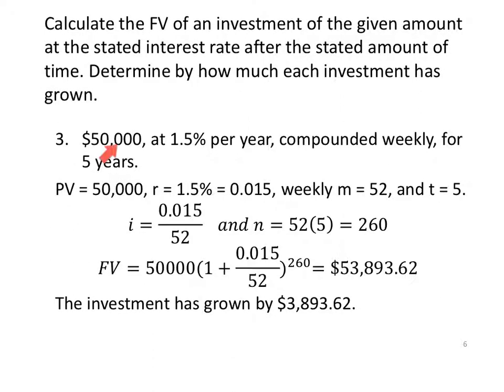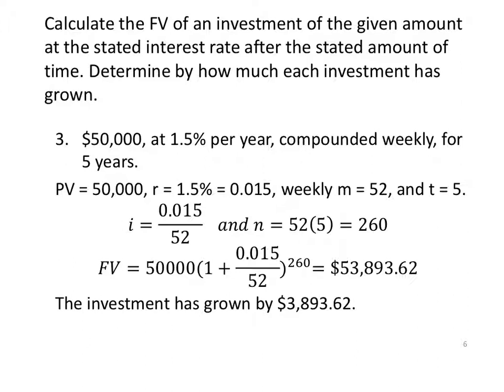If we're investing $50,000 at 1.5% per year, compounded weekly for 5 years, then we identify our variables: PV equals 50,000, R in decimal form is 0.015. Weekly happens 52 times a year according to our Gregorian calendar, and the time given is 5 years. When you try to find your I value, 0.015 divided by 52.